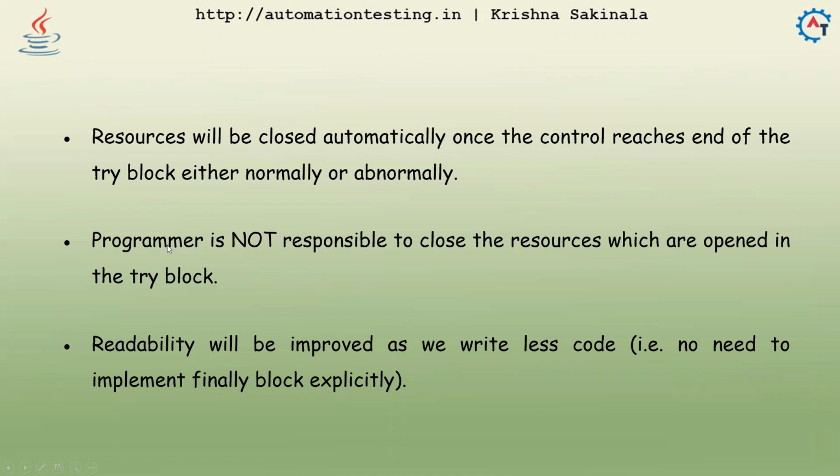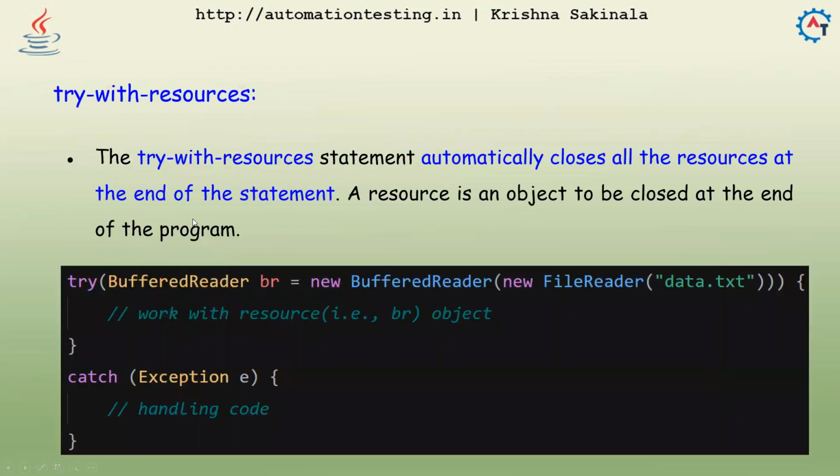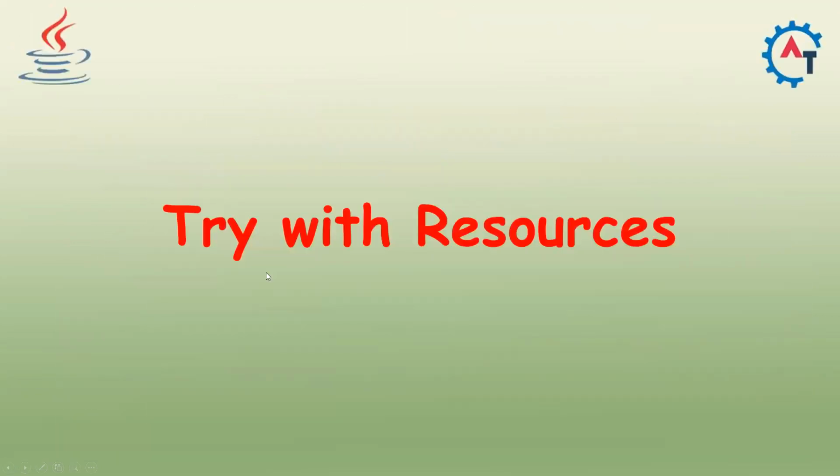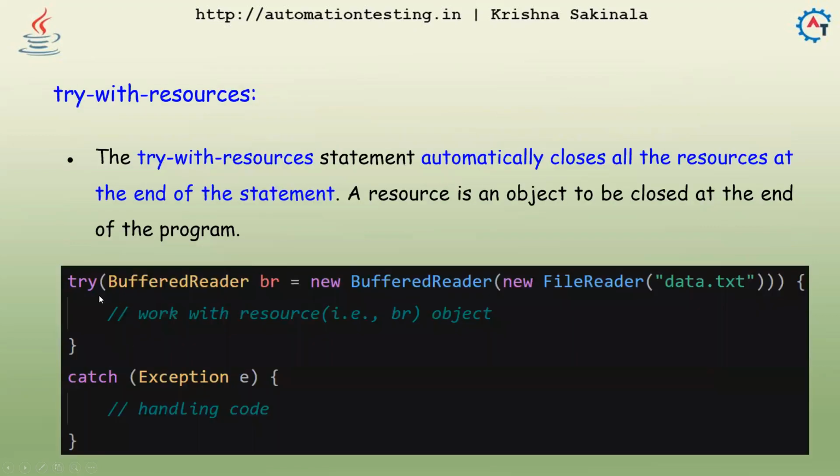The finally block is not needed. The programmer is not responsible. With try with resources, the syntax takes care of all those things. It automatically closes all the resources which we open in the try block. So readability will be improved as we write less code. There is no need to implement a finally block explicitly. Instead of this much big code, we simplified it with only try catch. No need of finally.